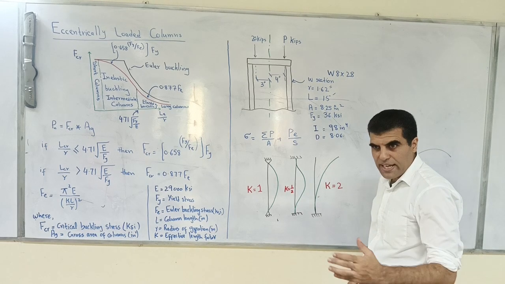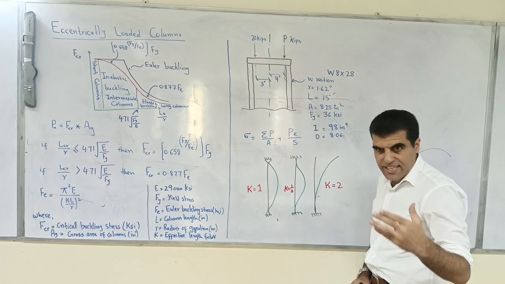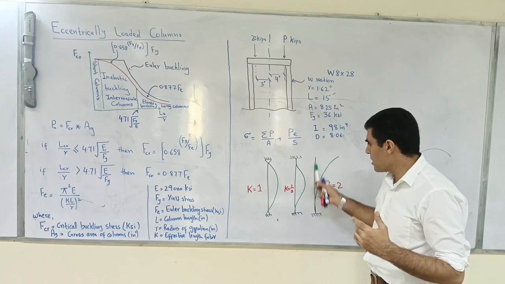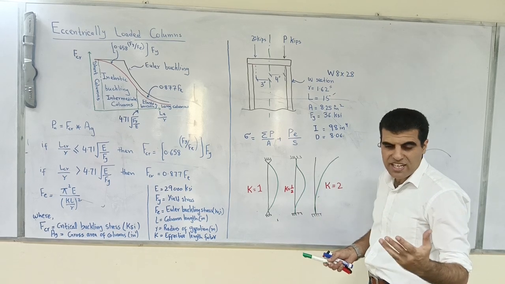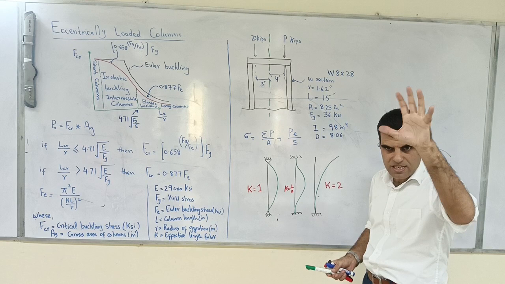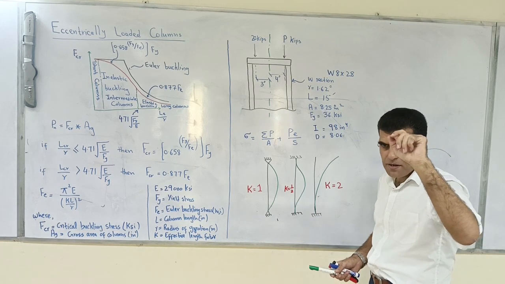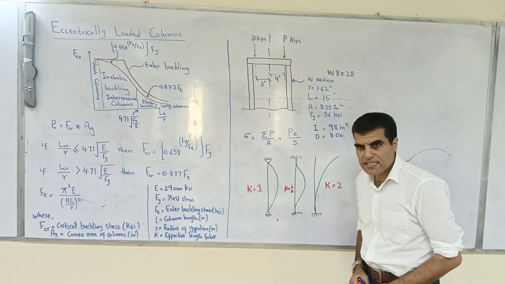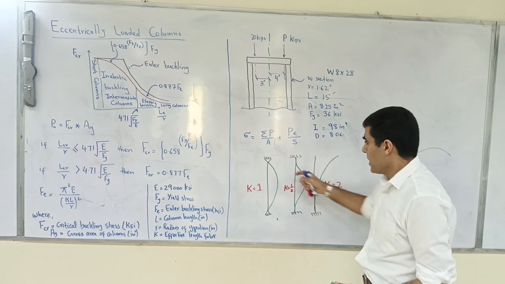Okay, so normally in a building structure, I agree it might not be possible, but this can be a column which is supporting something, like a headlight or a board. So that is this sort of model.